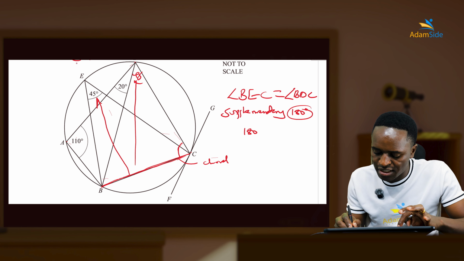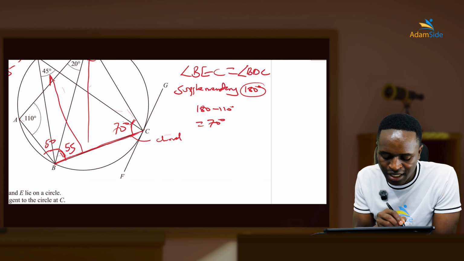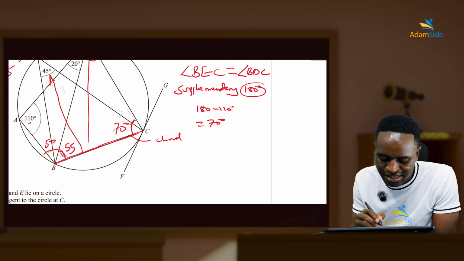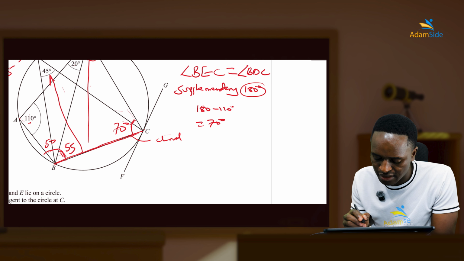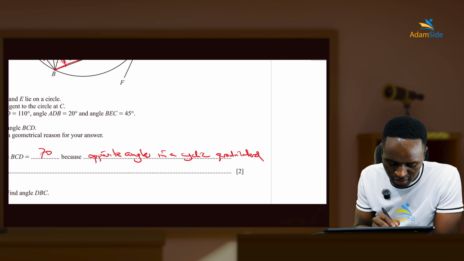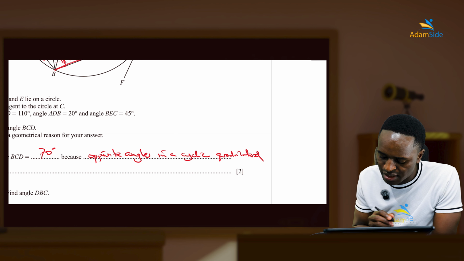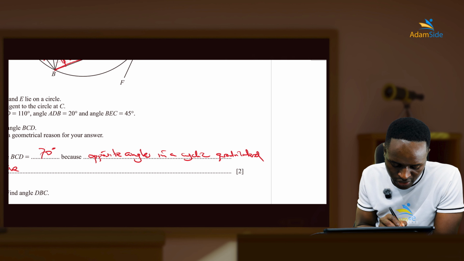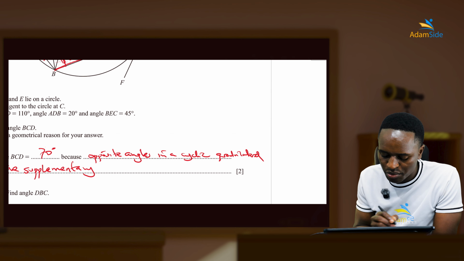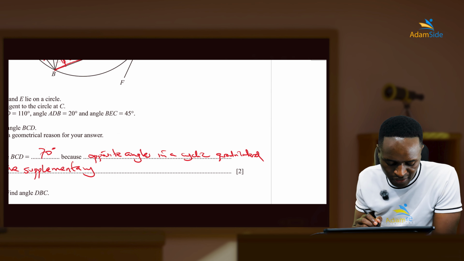So 180 minus 110, you get 70 degrees. Opposite angles in a cyclic quadrilateral are supplementary. Therefore, you say 180 minus 110, you get 70. So angle BCD is equal to 70 degrees, because opposite angles in a cyclic quadrilateral are supplementary, or they add up to 180 degrees.